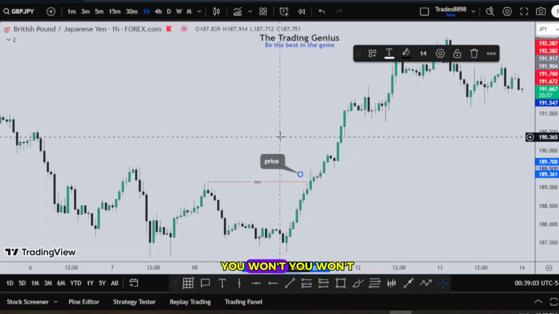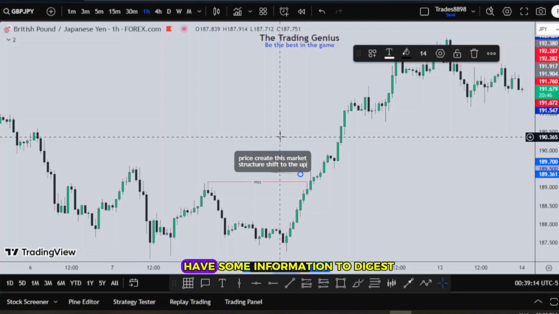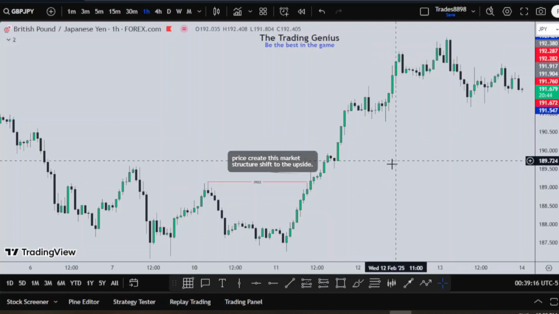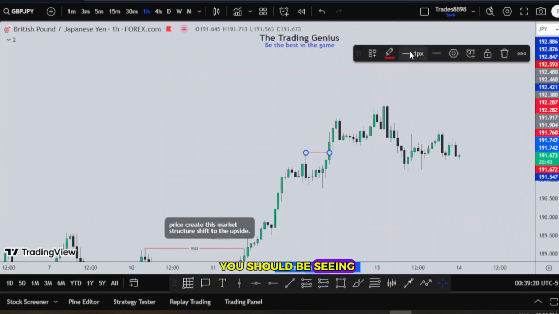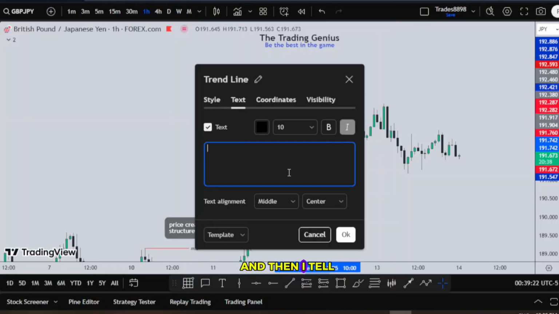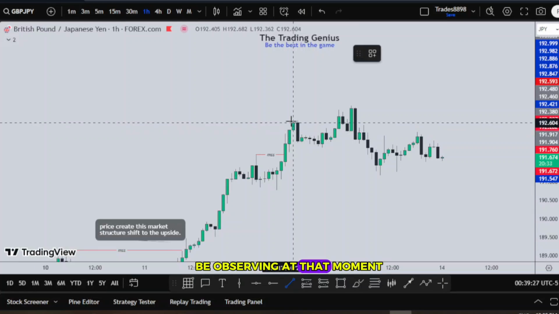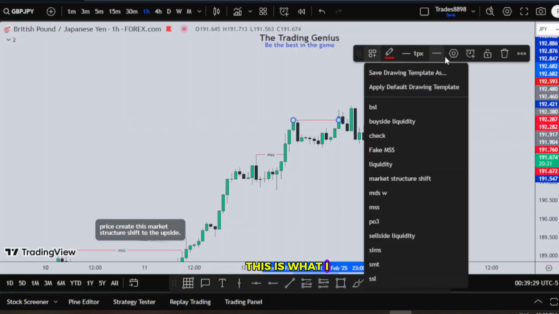You won't know what it looks like, which is the reason I'm giving you these prompts to screenshot. That way you can look at it right then and there. At this moment, you have some information to digest. It would be the equivalent of, if you were watching it without me saying anything, you should be seeing something right then and there. And then I tell you what the label is, so you know this is what I should be observing at that moment. At this instant right here, this is what I should be thinking.